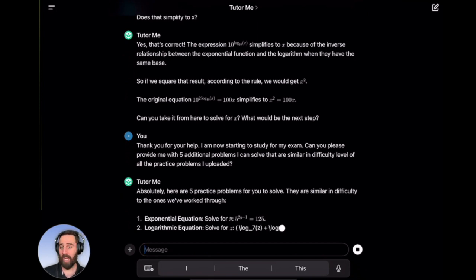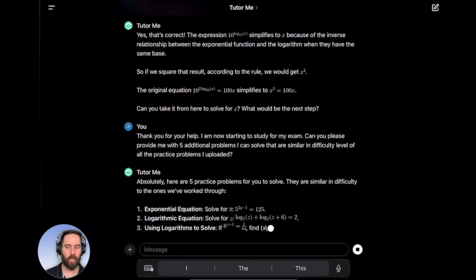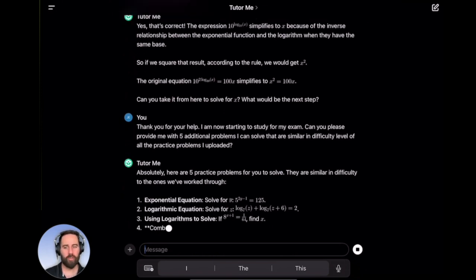Let's say it gives you 30. You do 30. Going back and forth on a set of 30, it does not do a good job of referencing it correctly. You have to be very detailed and very specific in your prompt. Highly recommend just do 5 at a time. Sometimes it's just 3. Exponential equation, logarithmic, perfect. Using logs to solve, combining logarithms, and it gives you different topics.